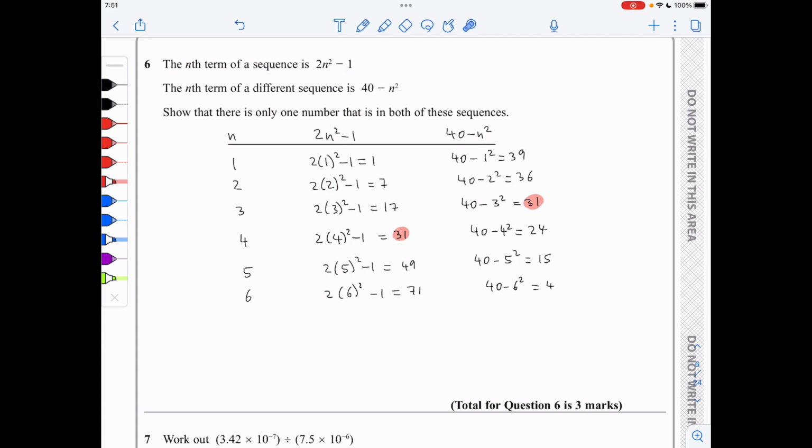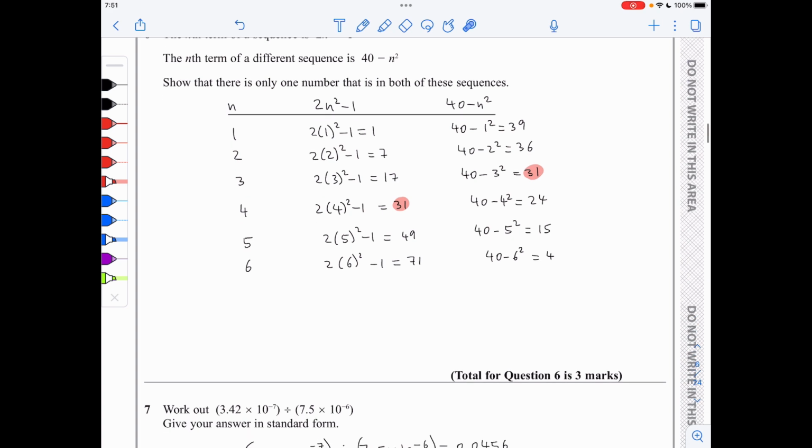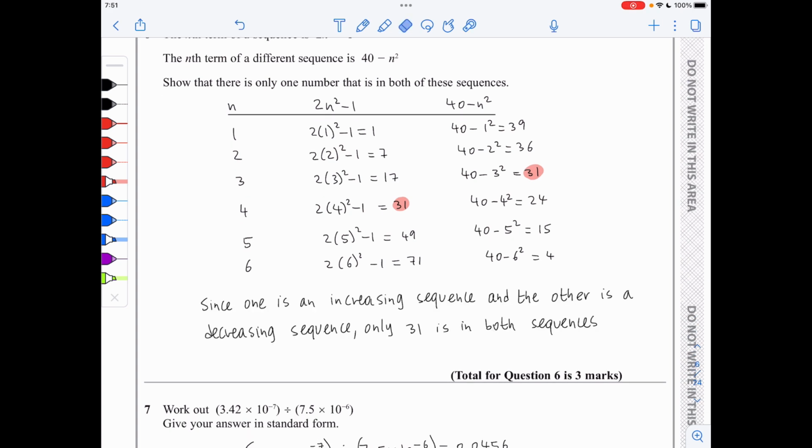Now notice that the first sequence is ascending, the second sequence is descending, and therefore they could only meet at one place, and all other values of n do not yield a common term. Therefore what we can say is that since one is an increasing sequence and the other is a decreasing sequence, there is only 31 in both sequences.